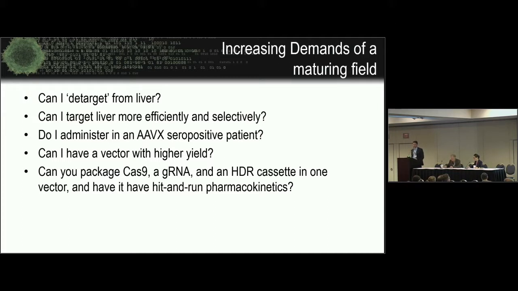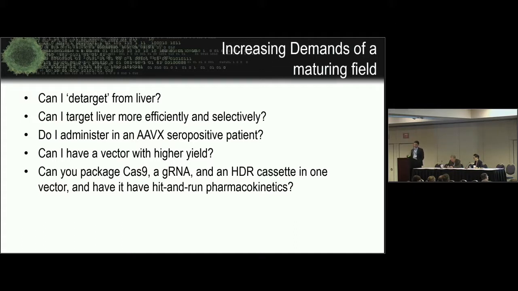These are some of the questions that I was asked and are still being asked. Can I detarget liver? Or the next person could say, can I target liver more efficiently and selectively? Can I administer to a seropositive patient for serotype AAVX? Can I have a higher yield? And often these are in combination.